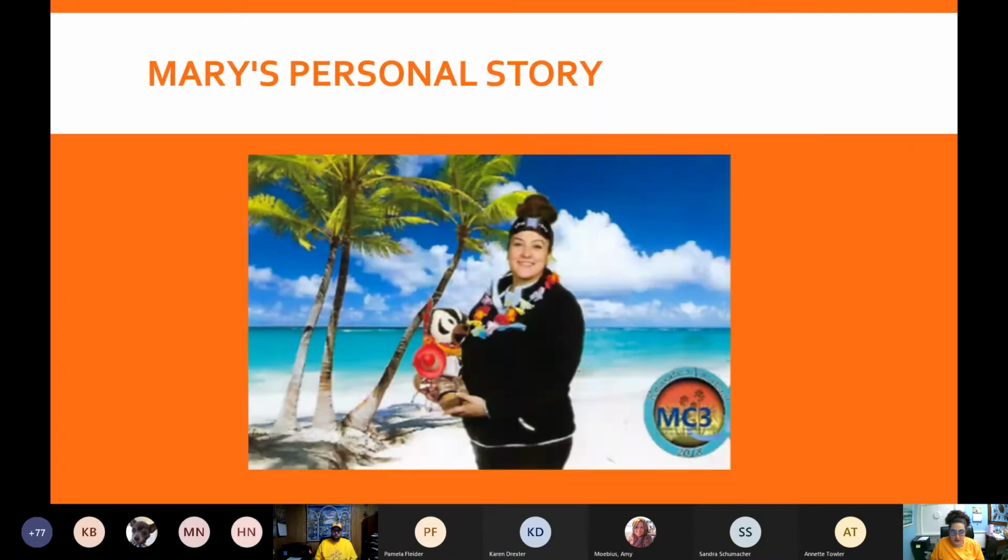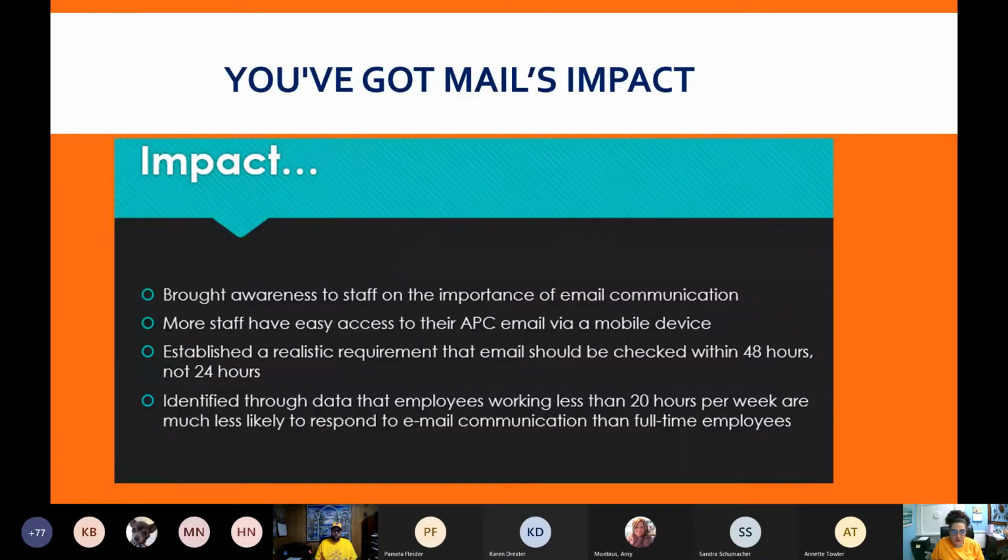This brought awareness to staff on the importance of email communication. More staff have easy access to the APC email via phone or mobile device. We established a realistic requirement that email should be checked within 48 hours, not 24 hours. We identified through data that employees working less than 20 hours per week are much less likely to respond to email communication than a full-time employee.